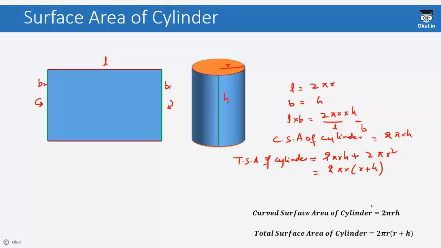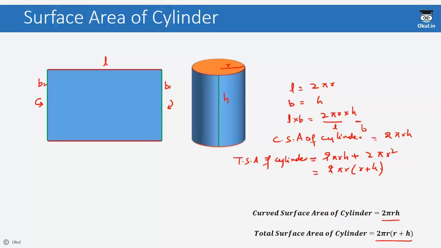So this is the total surface area of the cylinder. What we can conclude is that the curved surface area of the cylinder is 2 pi r h, and the total surface area of the cylinder including the base and the top is equal to 2 pi r into r plus h. Now suppose we had to add only one, either the top or the base, then we'll be adding only pi r square to the curved surface area of the cylinder. So it will be 2 pi r h plus pi r square only.